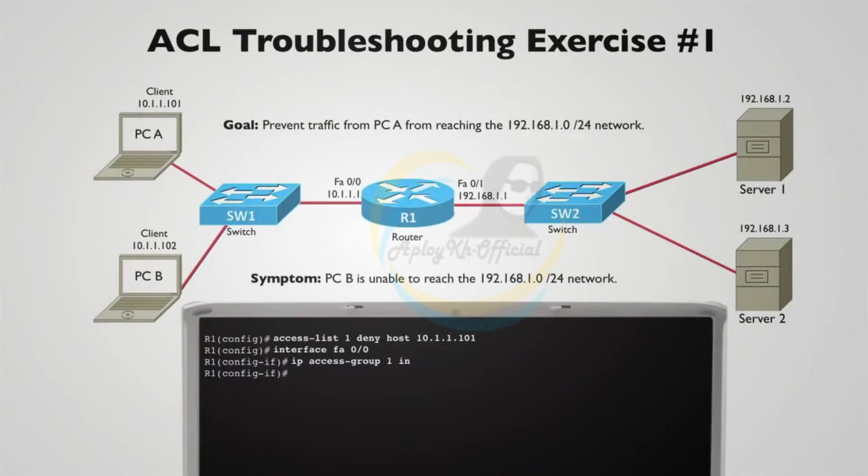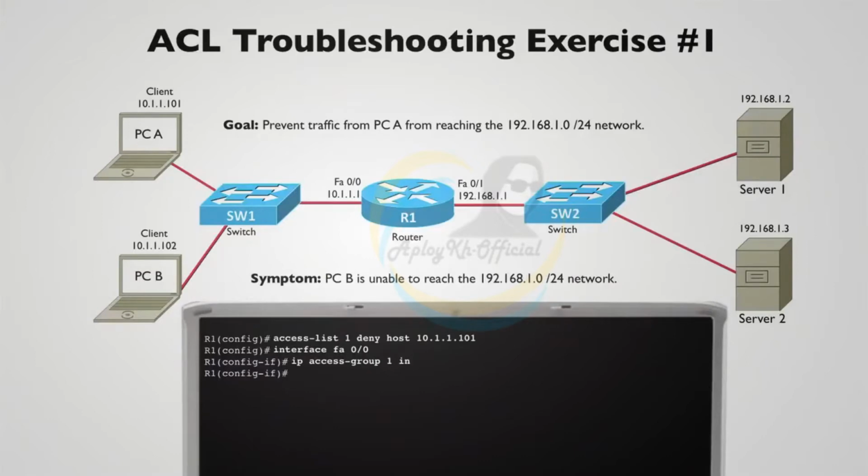As you were thinking about this, I hope you remembered that there is an implicit deny any at the bottom of our access lists. So if I do not explicitly give permission for PCB to reach the 192.168.1.0/24 network, it's not going to be allowed. And here we don't have any permit statements, so we're not going to be allowing any traffic to flow through the router over to the servers on the right.